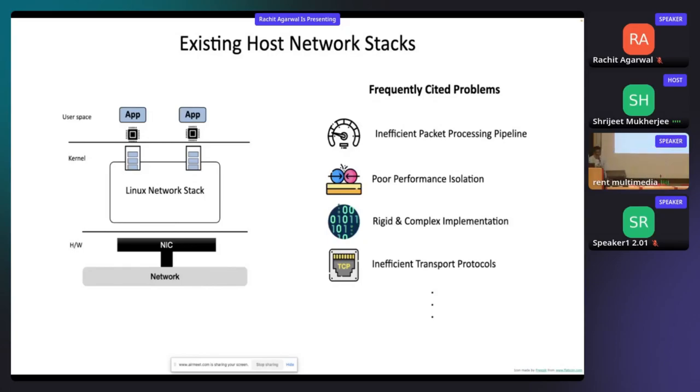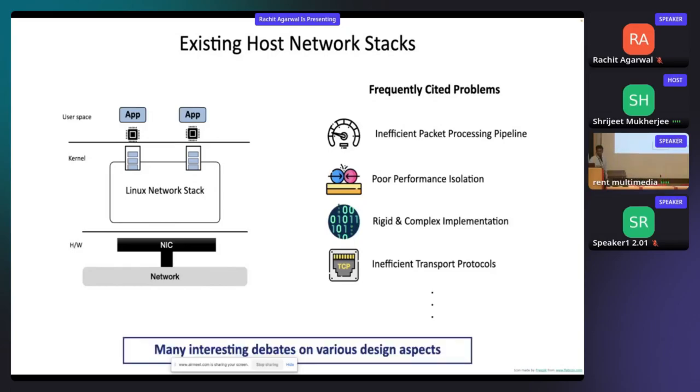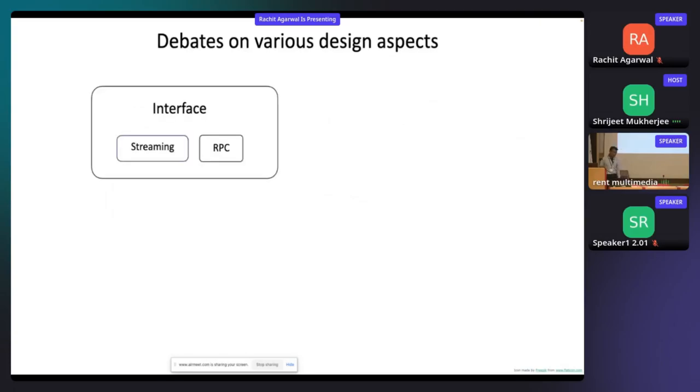Yes. So people cite all these problems with the Linux network stack. And we wanted to think about which of these are really the core problems and which of these are solvable. These problems have led to many interesting debates in the academic community and in industry on various design aspects, right? For example, what should be the interface? Should we continue with the streaming interface? Should we go with an RPC interface? Should we use io_uring? We are having all these debates almost on a daily basis. Yesterday night over drinks.